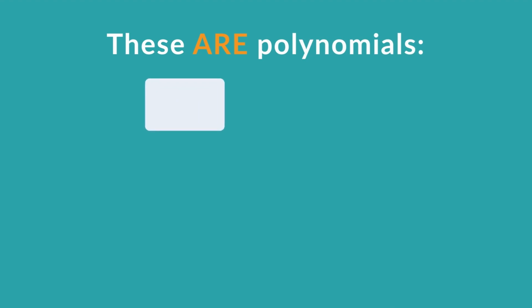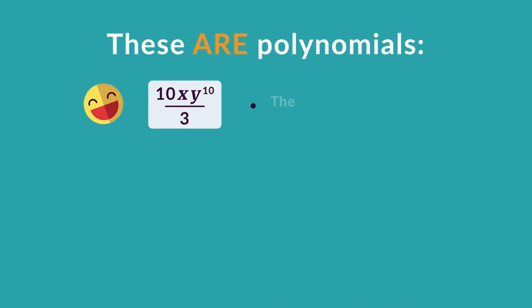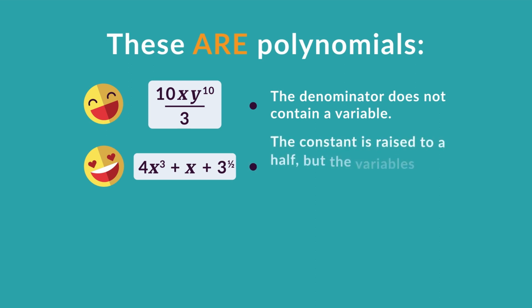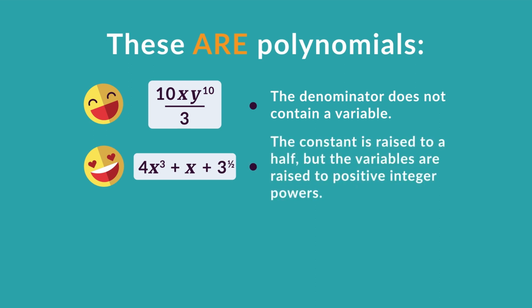For example, this fraction, 10xy to the power of 10, all divided by 3, is a polynomial because the denominator does not contain a variable. The polynomial 4x to the power of 3 plus x plus 3 to the power of 1/2 also obeys the rules and is a polynomial.